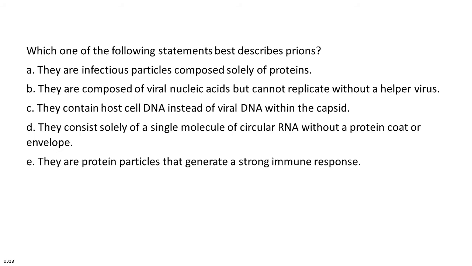Which one of the following statements best describes prions? A. They are infectious particles composed solely of proteins. B. They are composed of viral nucleic acids but cannot replicate without a helper virus. C. They contain host cell DNA instead of viral DNA within the capsid. D. They consist solely of a single molecule of circular RNA without a protein coat or envelope. E. They are protein particles that generate a strong immune response.